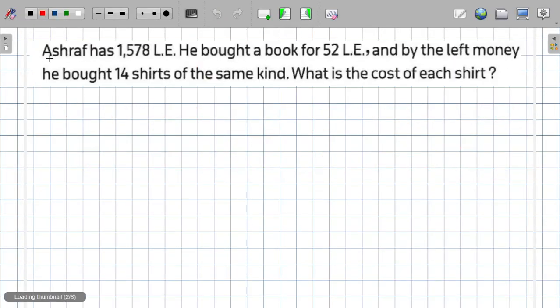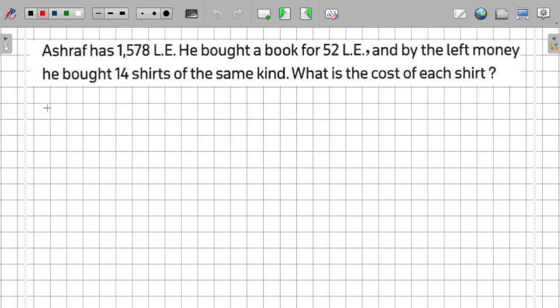The next question is about this. Ashraf has 1,578 pounds. He bought a book for 52 pounds, and by the left money, he bought 14 shirts of the same kind. What is the cost of each shirt?